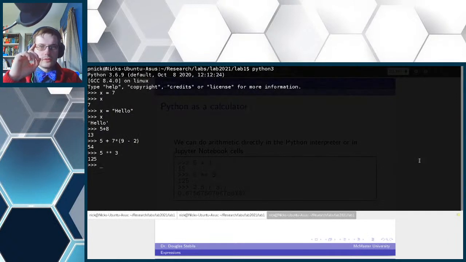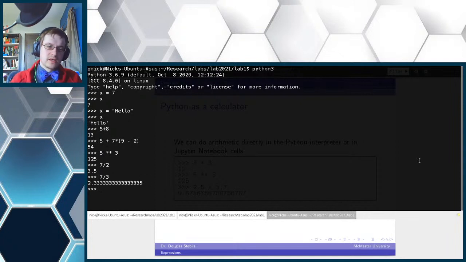If you do operations that result in a decimal number, like 7 divided by 2, or something that's repeating, this is an interesting one. Normally, you would expect 2.333333333 all the way on down, but you got a 5 on the end there. So floating point notation is a little bit weird.